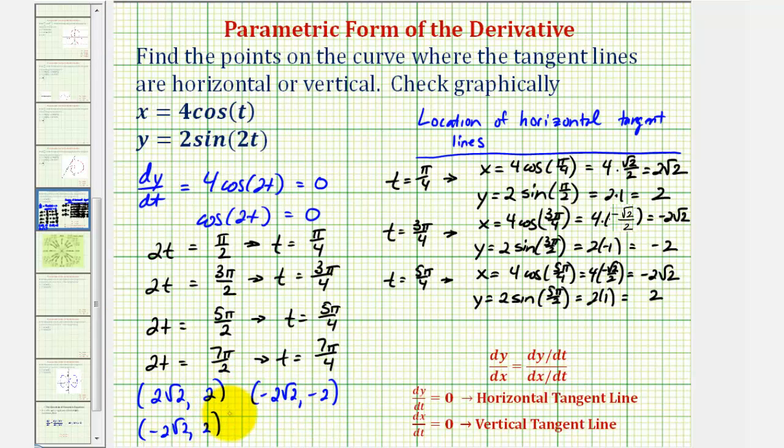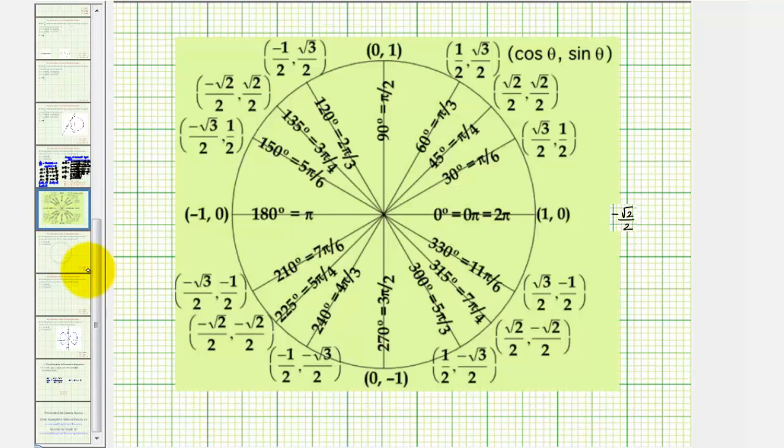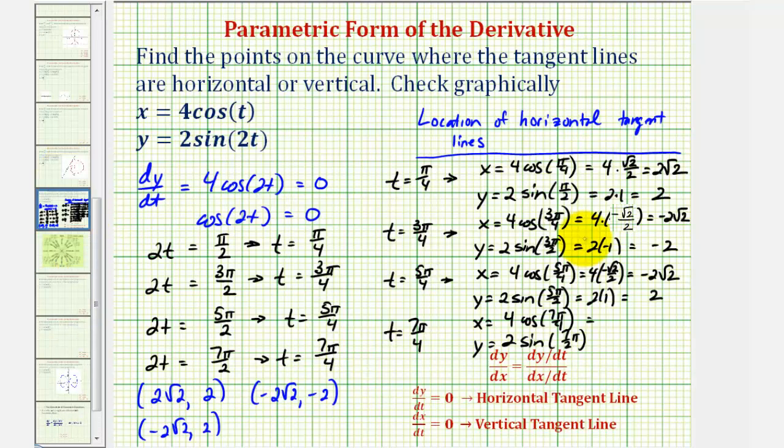We can probably figure out the next point just by looking at the pattern here, but let's go ahead and find it. If t equals 7 pi over 4, then x equals 4 times cosine 7 pi over 4, and y equals 2 times sine of 2 times 7 pi over 4, or 7 pi over 2. Well, cosine 7 pi over 4, going back to our unit circle, is equal to positive square root 2 over 2. So 4 times positive square root 2 over 2 is 2 square root 2.